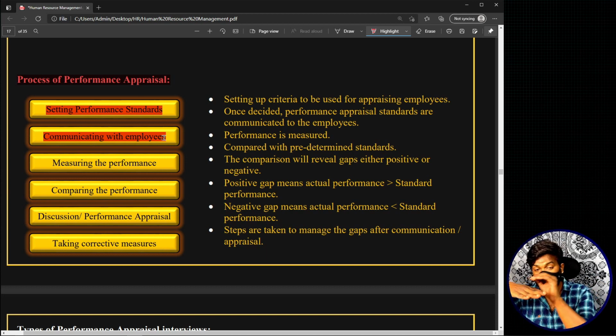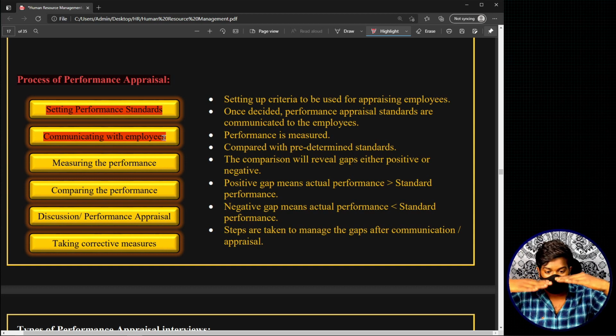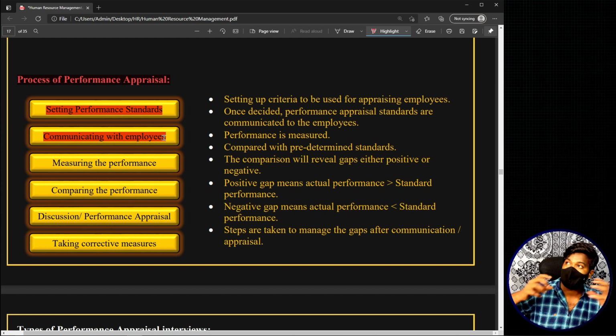Now the process of performance appraisal starts from here. One thing is setting the standards, the second thing is communicating them. The performance appraisal process takes this single step and converts it into two different steps. That is where the entire process of performance appraisal starts. That means from this second step of the process of performance management, the performance appraisal process takes its inputs.